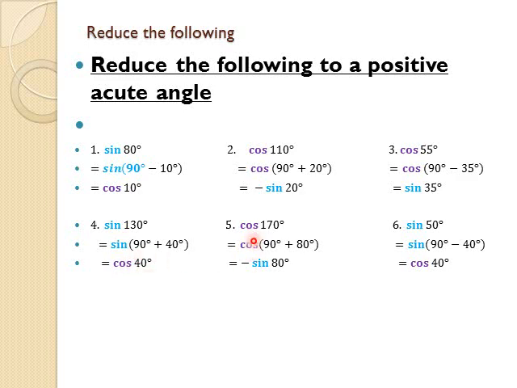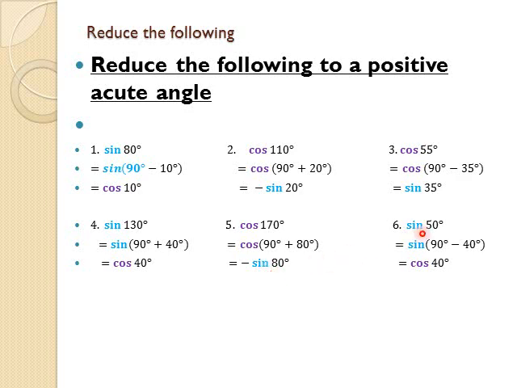For number 5, cos 170, second quadrant, 90 plus 80. The second quadrant, cos is negative, but the 90 changes cos to sine and becomes sine 80. So as I say, be careful of this. You'll see there number 2 and number 5.